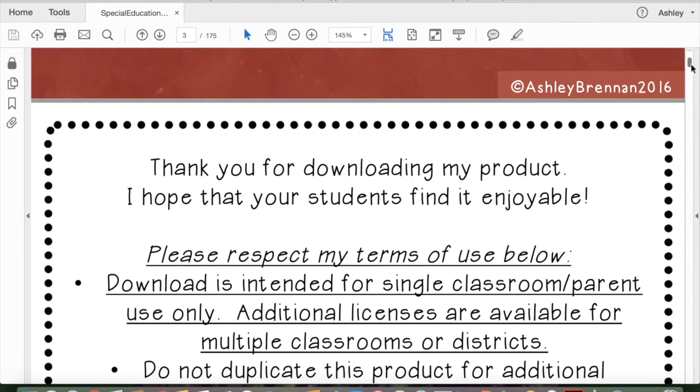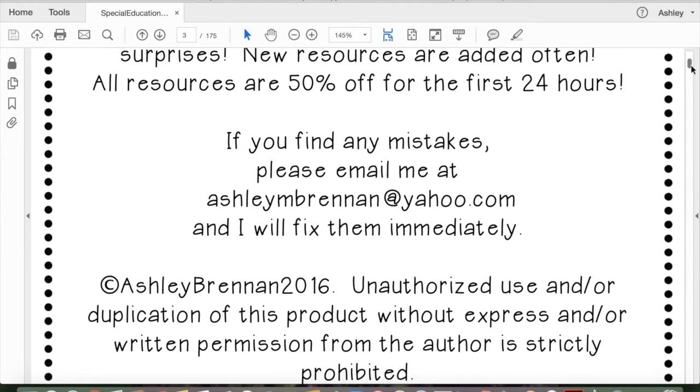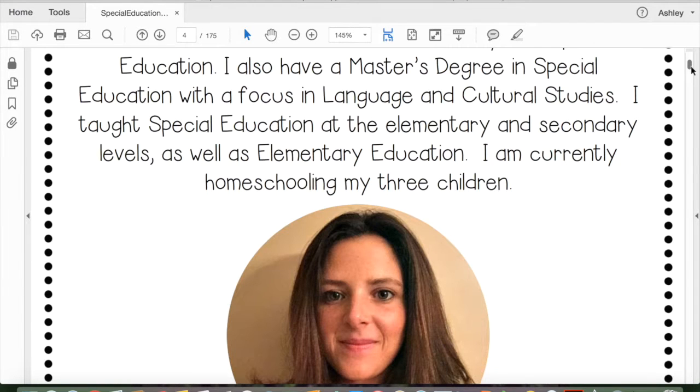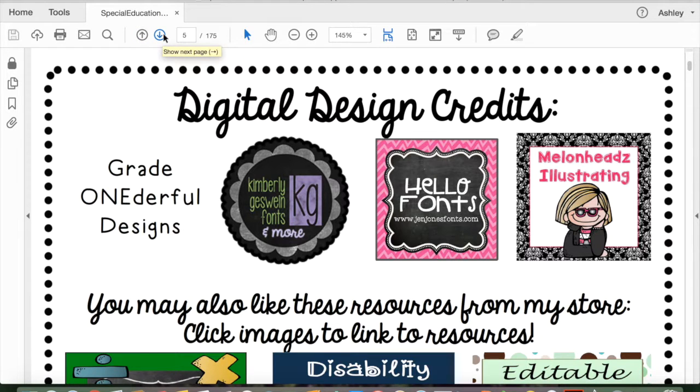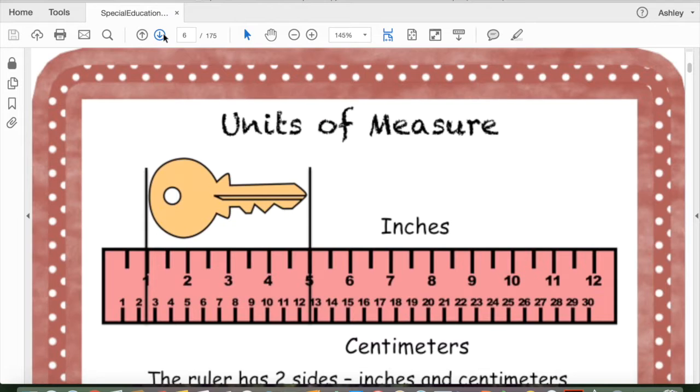I have my terms of use here, that's in all the products, and about me, there I am. You can click to connect with me. We're going to go down, we have credits and also some other resources in my store, and then we get into the heart of the resource, which starts with units of measure.